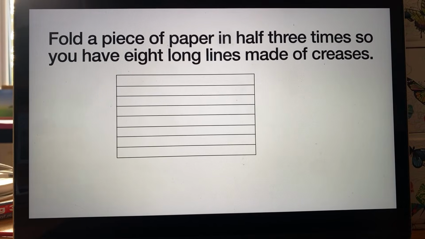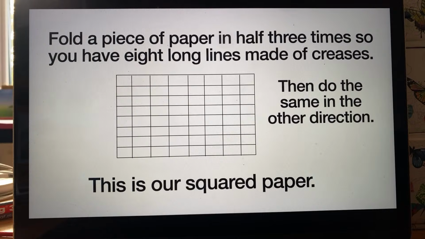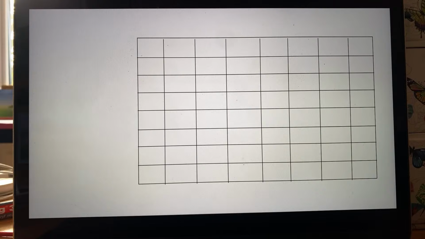Okay, so hopefully you've got your bit of paper now. You folded a piece of paper in half 3 times, so you've got some lines, and then you've done it the other way around. You've got some other lines. This is our squared paper, so in a sec I'm going to ask you to draw a Sankey diagram. I'm just going to give you a quick example on the board that I definitely didn't knock together just before this lesson, and it's why I was late.